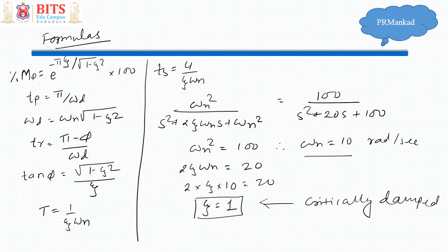So these are the list of formulas. You can see if I already have a second order system, I can compare and find out the natural frequency omega n and the damping ratio, and then, without plotting it, I can say whether it's going to be an overdamped response, underdamped, or critically damped, right?